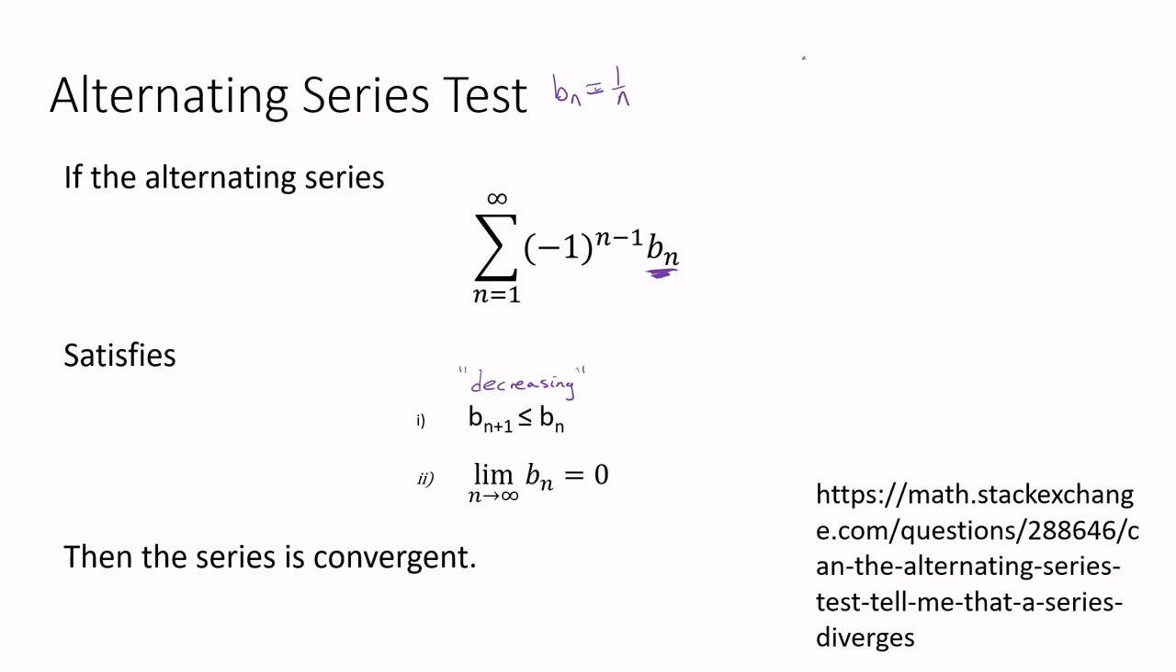So let's think about ours. We have 1 over n. Is it true that 1 over n plus 1 is less than or equal to 1 over n? This is kind of like what we were doing in the previous section when we were trying to show the convergence test. So we can cross multiply here: n is less than or equal to n plus 1. Subtract n from both sides: 0 is less than or equal to 1. That's true, so this is true.